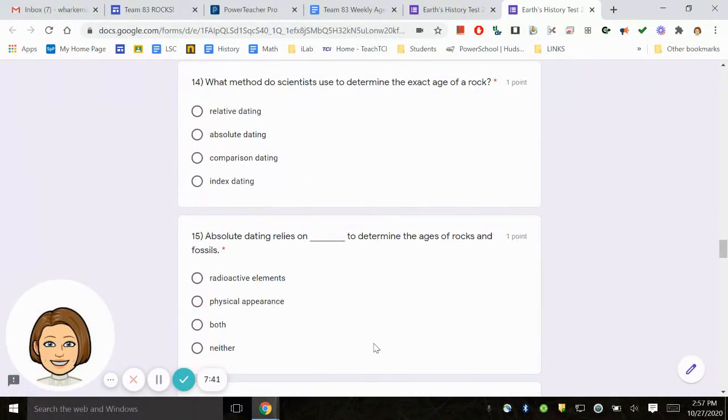Number 14. What method do scientists use to determine the exact age of a rock? Relative dating, absolute dating, comparison dating, index dating. Number 15. Absolute dating relies on blank to determine the ages of rocks and fossils. Radioactive elements, physical appearance, both, neither.